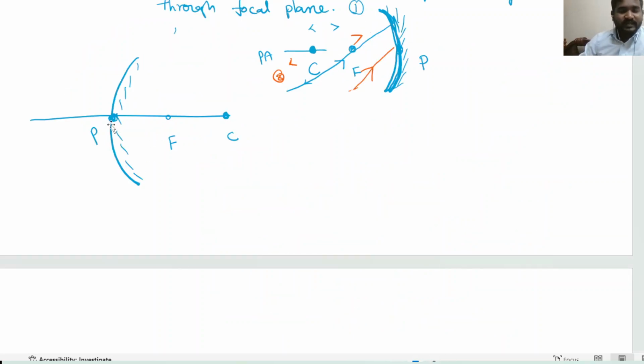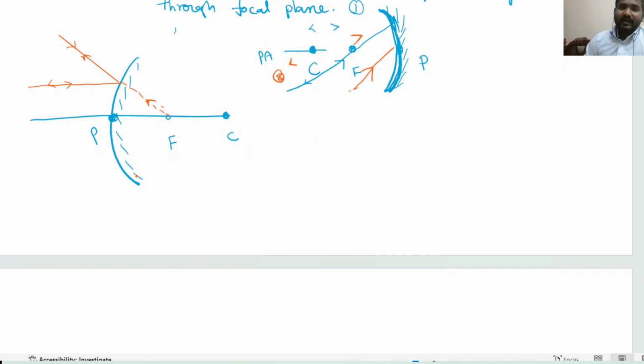And the same rules we need to follow for the convex mirror also. Any light ray passes parallel to the principal axis, like this, and is incident on the convex surface, and it reflects as if appearing to come from the focus. If you extend it in the backward direction, it appears to diverge from the focus. And the reverse for this one: any light ray incident through the focus reflects parallel to the principal axis.